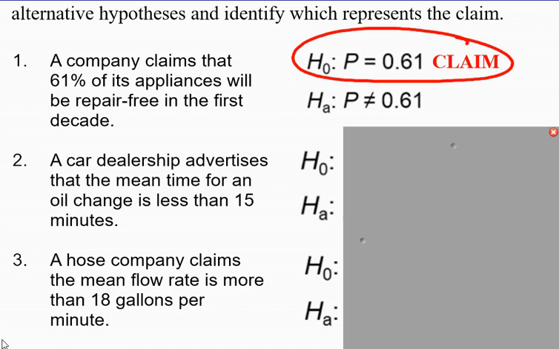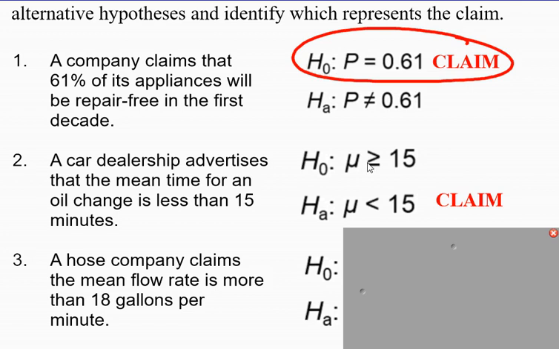The second statement: a car dealership advertises that the average time for an oil change is less than 15 minutes. The null always needs to contain the equality. So in this case, the null would be that the mean is greater than or equal to 15. The actual claim is the alternative, because the alternative is the one that doesn't have any equality statement. So the alternative is actually the claim in this case.